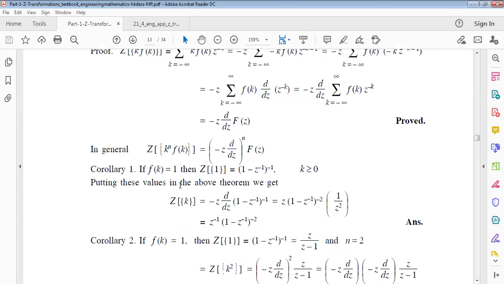Now if the sequence f of k is 1, that means the sequence f of k equals 1, then the transformation of 1 will be what? This we must know. We found this from example 12 in the previous lecture. Now putting these values in the above theorem, we get that the transformation of the k sequence can be written as minus z d/dz of 1 minus z to the power minus 1, all to the power minus 1. Actually, this is a polynomial of z to the power minus 1.